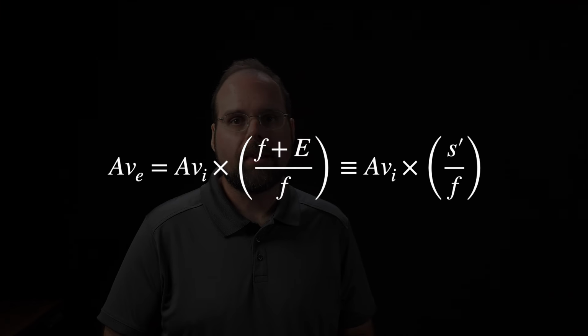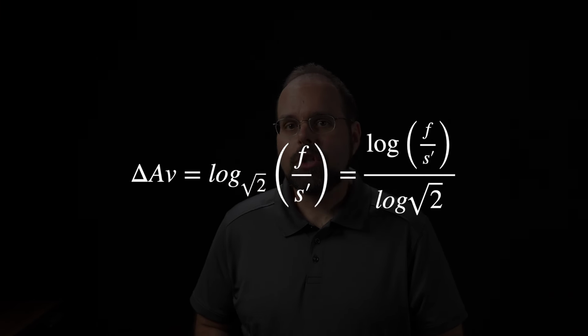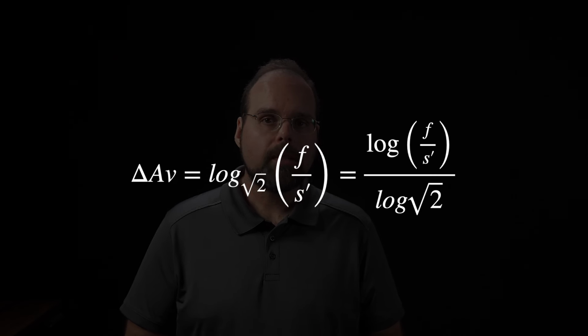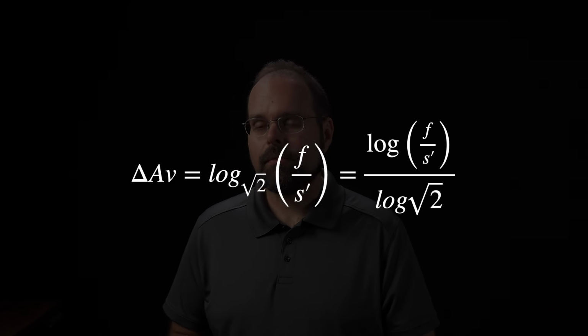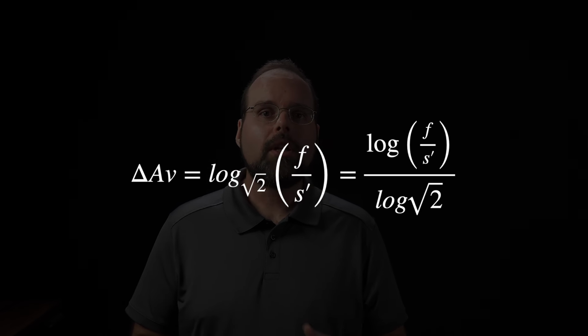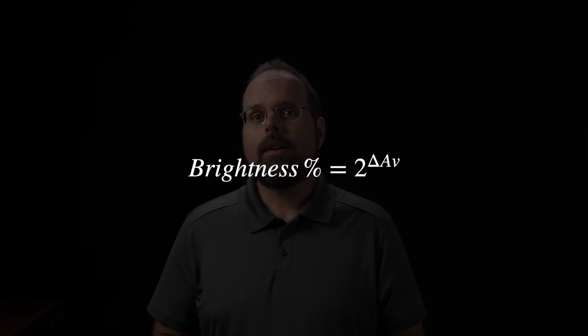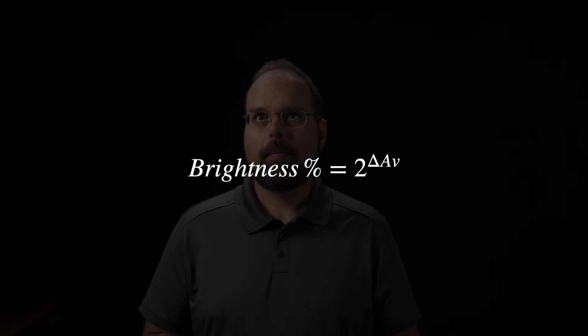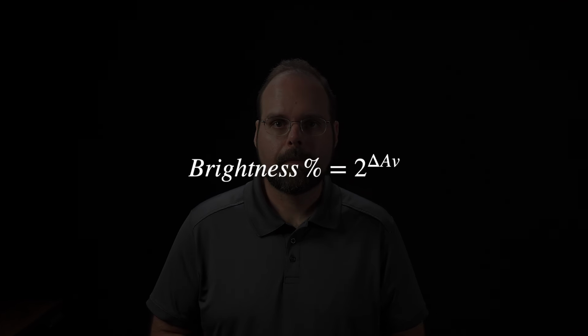We're then going to take the log base square root of 2 of that to get the change in aperture units in stops. Finally, we're going to take 2 raised to the power of the value that we just calculated to get the percent change in linear terms.